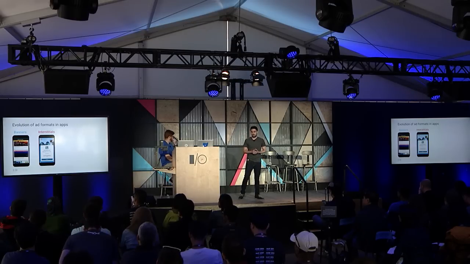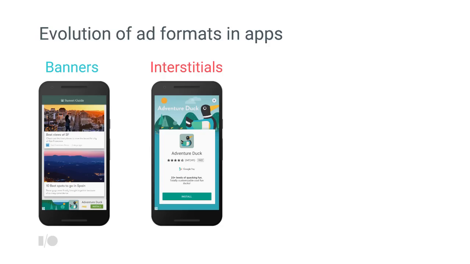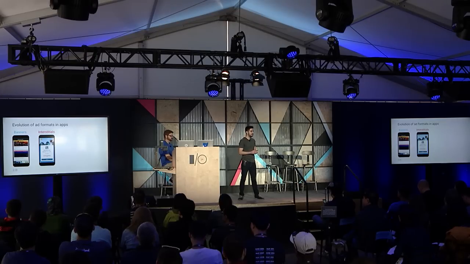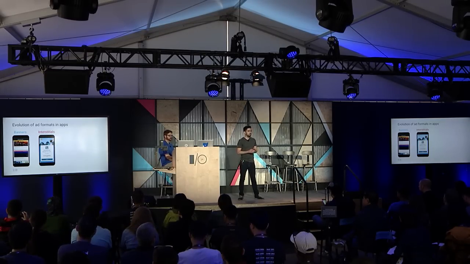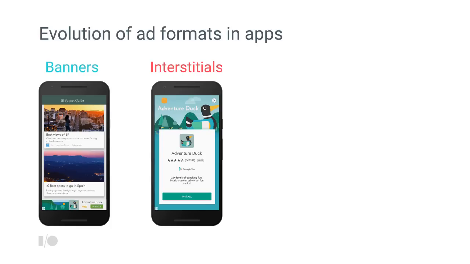A few years later, interstitials came on the scene. Interstitials would take up the full screen real estate, so they provided a richer landscape for advertisers to deliver their message. And in addition, they provided publishers with increased ad clicks and ad revenue. The other nice thing about interstitials was you could place them in natural pause points in your app, for example, in between the levels of a game, so you didn't have to keep an ad on screen at all times.